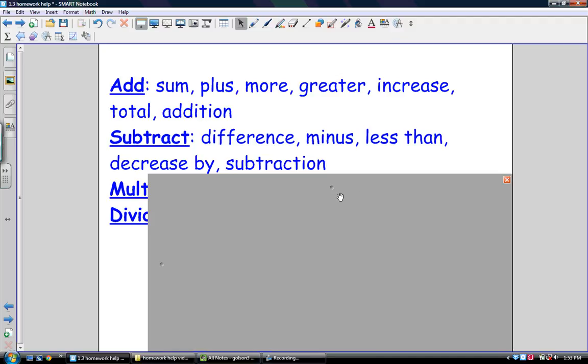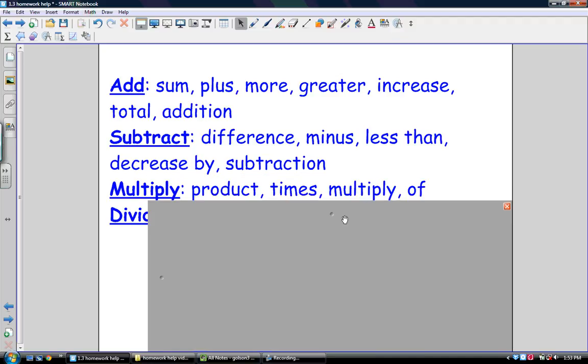Okay, so there are fewer for multiplication and division than in subtracting. The ones I have for multiplying are product, times, multiply obviously, and then that word of, we use that a lot when we're talking about percents or fractions. Okay, if I want to say 25% of 100, that actually means to do 25% times 100. Or half of the class, that means 1/2 times the number of students in the class. So that word of does tell us to multiply.